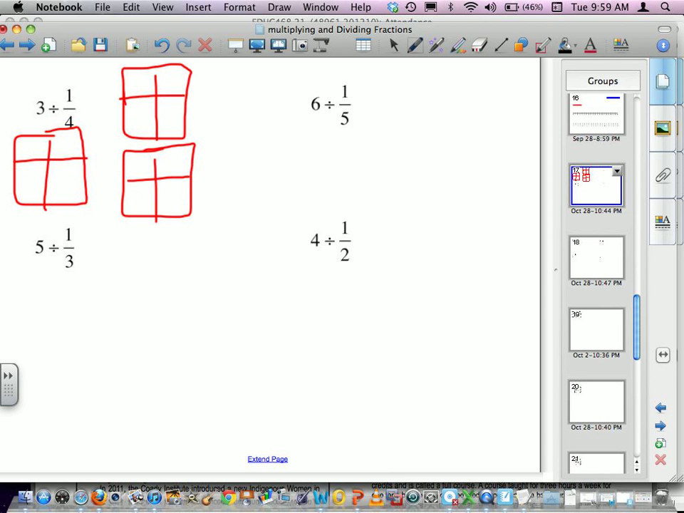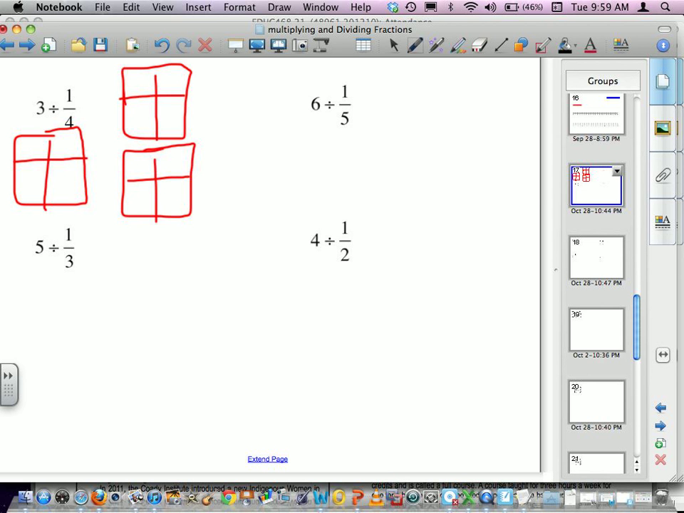Will that model work for 6 divided by 1/5? Yes. So what's the answer already without even thinking about it? 30. How do you know? Because every whole would have how many fifths? 5. And how many of the wholes do we have? 6. So 6 sets of 5/5 is 30. We'd have 30 altogether. So then is it okay to say that dividing by fractions we could multiply by the whole number, right? So if it's 1/4, we can just multiply by 4. If it's 1/5, we can just multiply by 5, right?